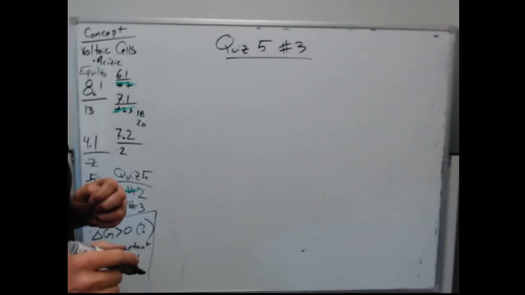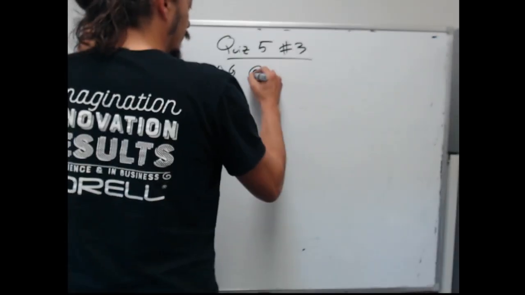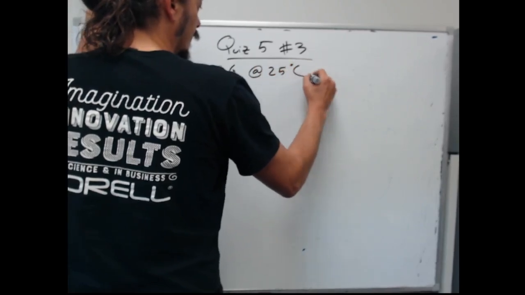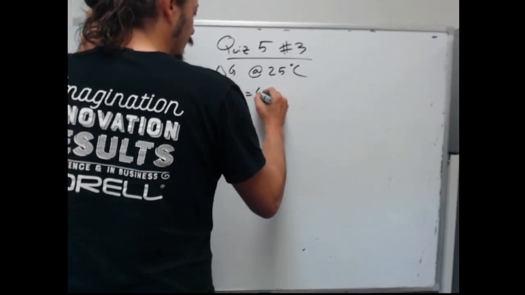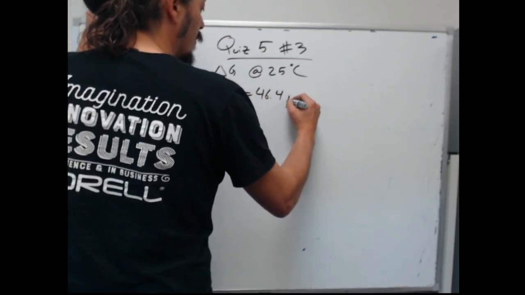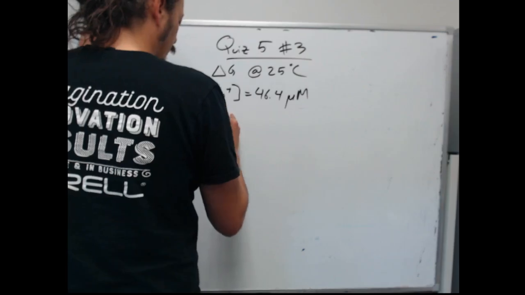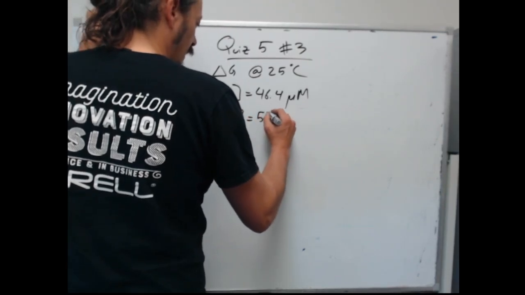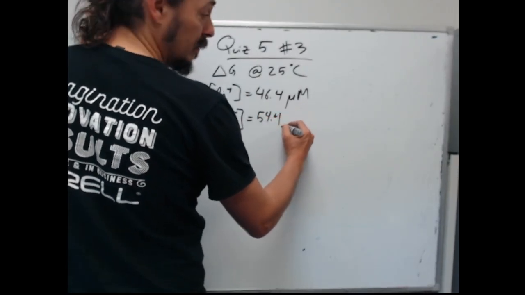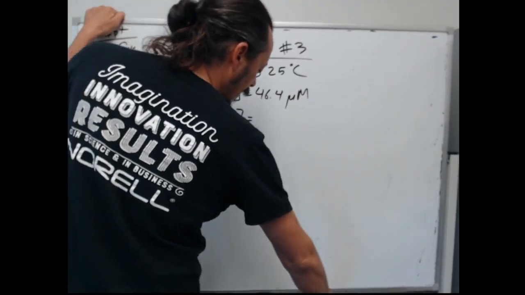Okay, calculate the value of delta G for this reaction at 25 degrees Celsius when the concentration of silver ions is 46.4 micromolar, and the concentration of carbonate ions is 25.4 micromolar. Sorry, 25.4, not 54.4. Oh, okay. My bad. All good.